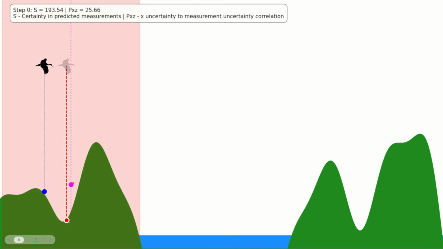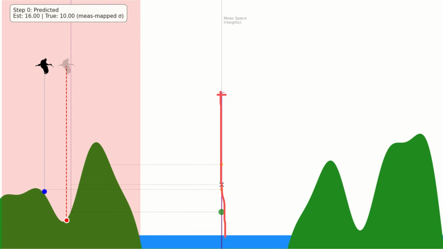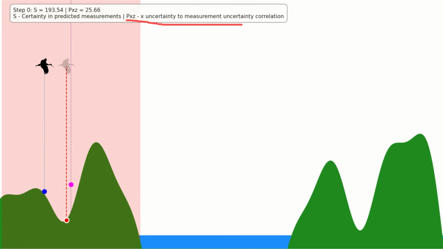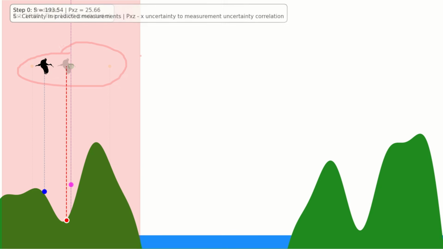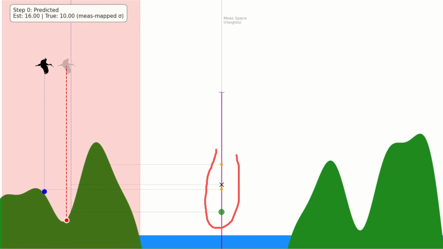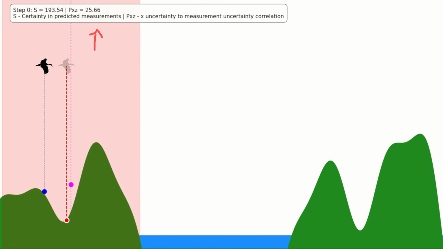Remember the uncertainties I mentioned that we'll use to later calculate the gain? So S is the uncertainty in my predicted measurements, the purple error bar, and PXZ looks at how uncertainty, or spread, in the predicted points affects the uncertainty in the predicted measurements. Do they behave the same? Does a higher uncertainty in one result in a higher uncertainty in the other?